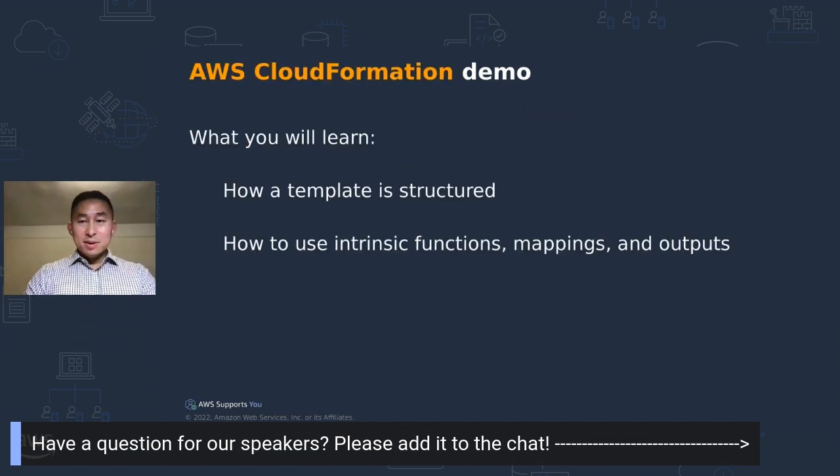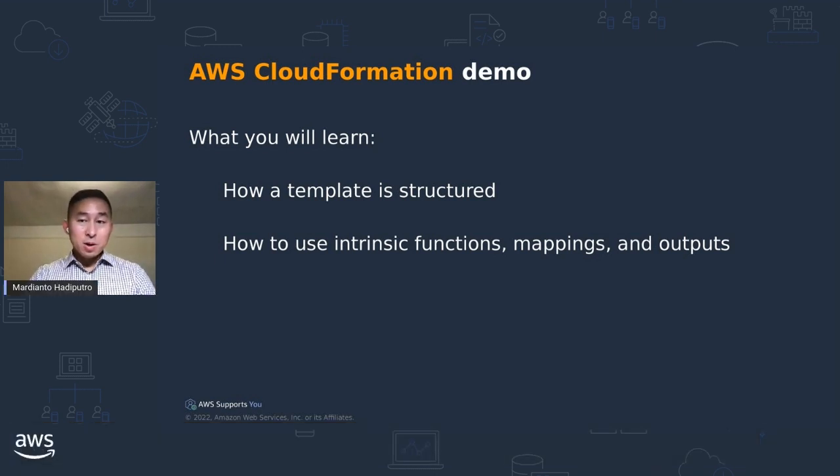Okay. Thank you, Hiran. So in the previous section, we learned the benefits of infrastructure as code in general and AWS native IaC solutions, which comprise two services, AWS CloudFormation and Cloud Development Kit, or CDK, and also the core concepts of CloudFormation.